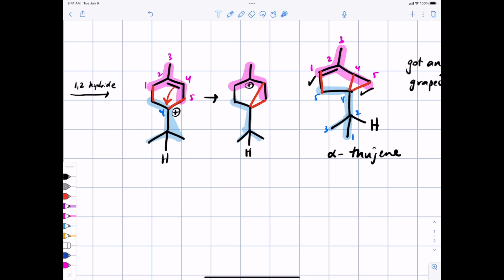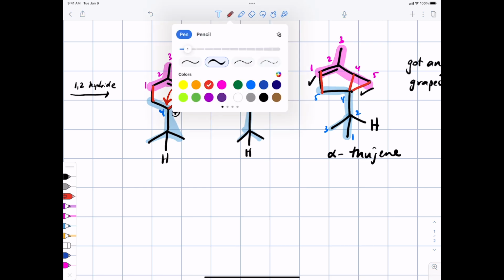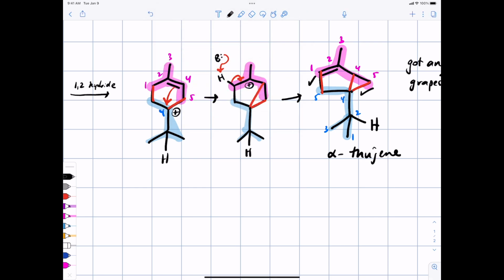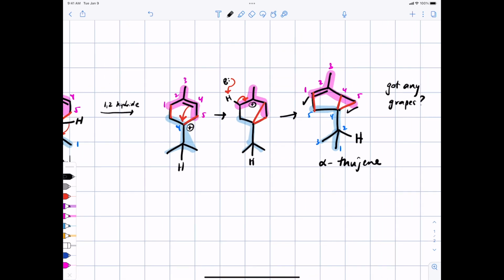And then getting the final product is a simple case of E1 style elimination to give you your new pi bond. All right, so that's an example of a carbocation rearrangement. Again, you're not predicting whether it would happen, but given a result, can you figure out that it was necessary? All right, questions about that?